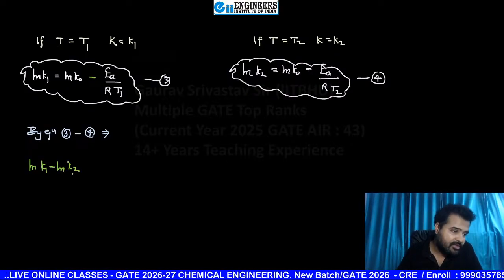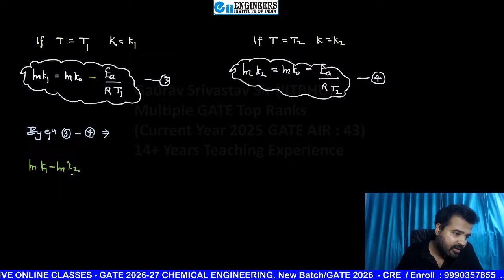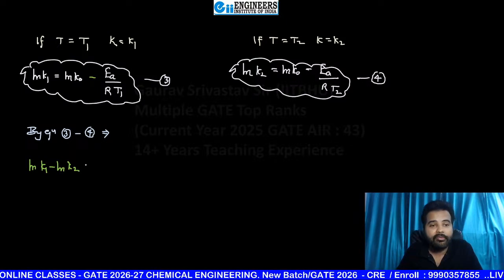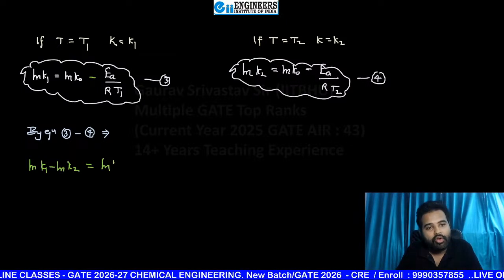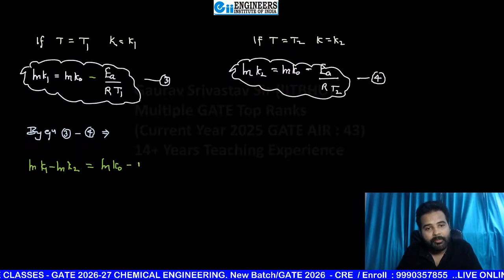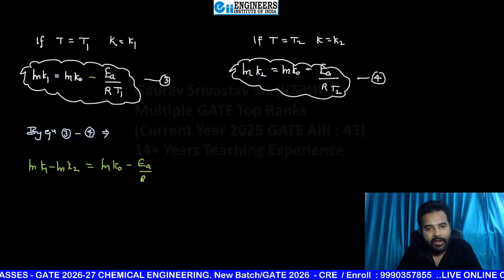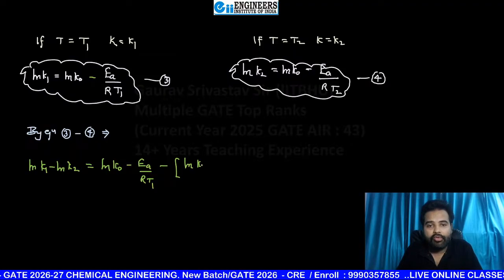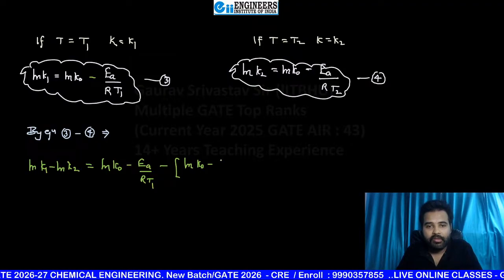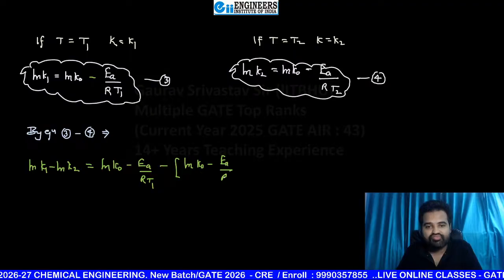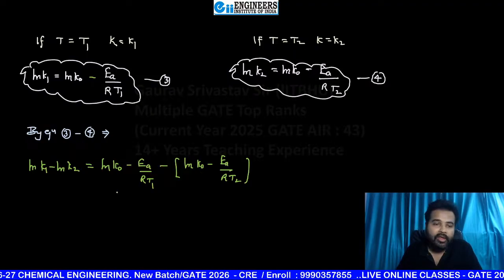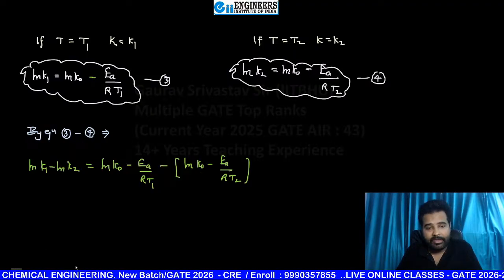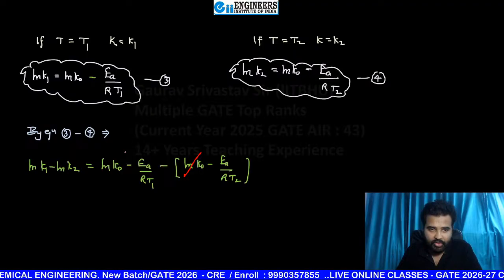Very good, very good. क्या था? K1 by K2 EA by R. Absolutely correct. बिल्कुल सही है बेटा. Fantastic. And equals to ln of K naught minus EA by RT1 and minus ln of K naught, this one, minus EA upon RT2. Okay, now when you are going to open bracket, my dear students, something going to cancel, that is ln of K naught.